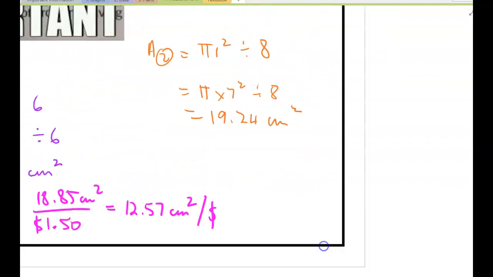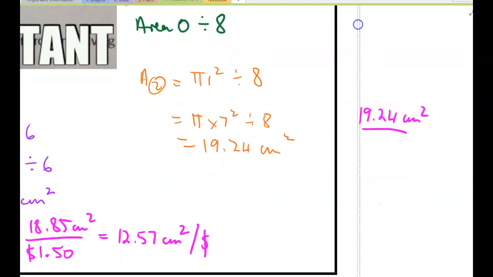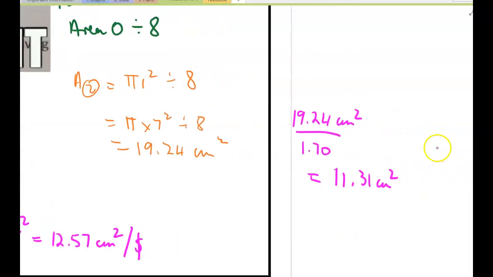And for the next one, we need to also work out what that cost is per dollar. 19.24 centimetres squared, but this is a different cost, so we've got to divide by $1.70, not $1.50. 19.24 divided by 1.7 gives us 11.31 centimetres squared per dollar.